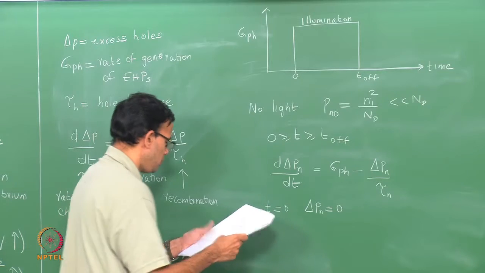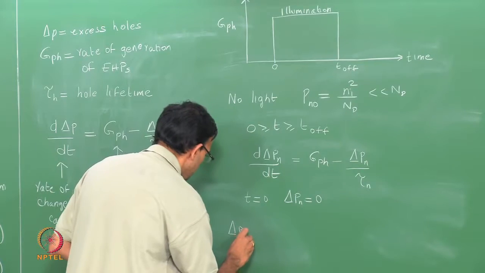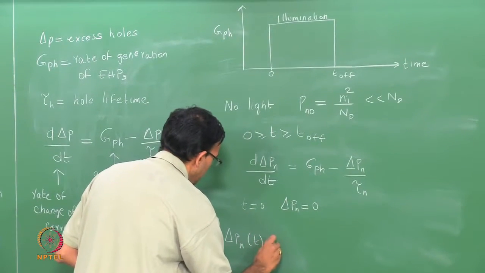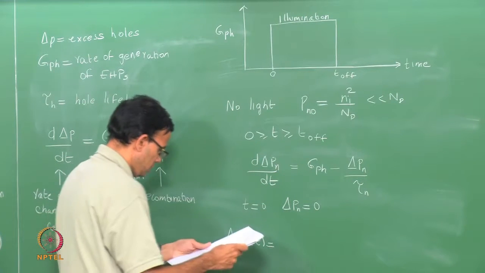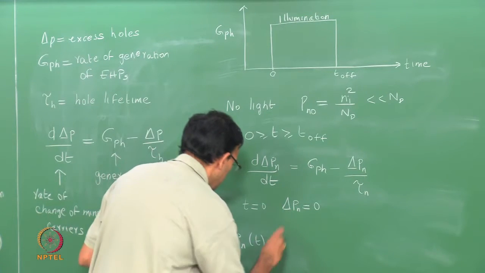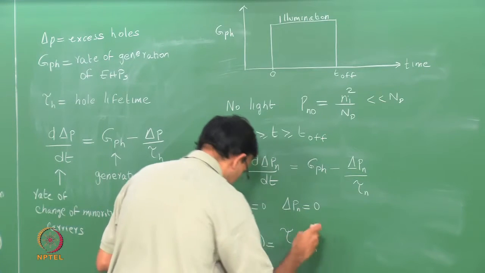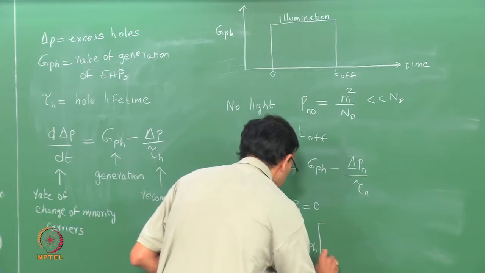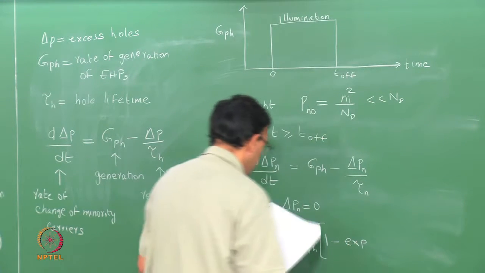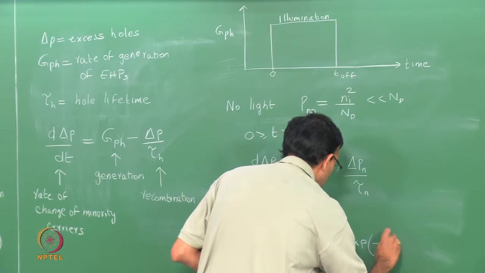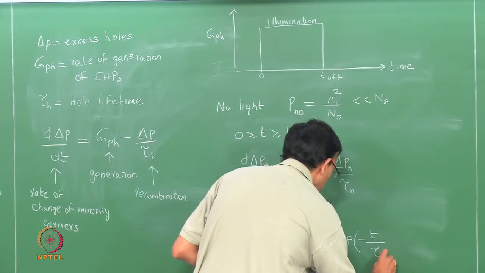So, if I solve for this, delta Pn at time t, and this t is between 0 and t off, is nothing but tau h Gph times 1 minus exponential of minus t over tau h.